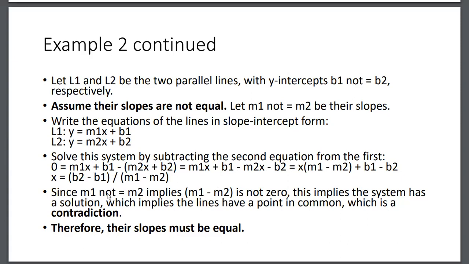Since M1 is not equal to M2 by our assumption, that implies that M1 minus M2 is not 0, which implies that this is a valid value and the system has a solution, which implies the lines have a point in common, which is a contradiction because these two lines are different parallel lines. Different parallel lines don't have a point in common, so we've reached a contradiction. Therefore, their slopes must be equal.